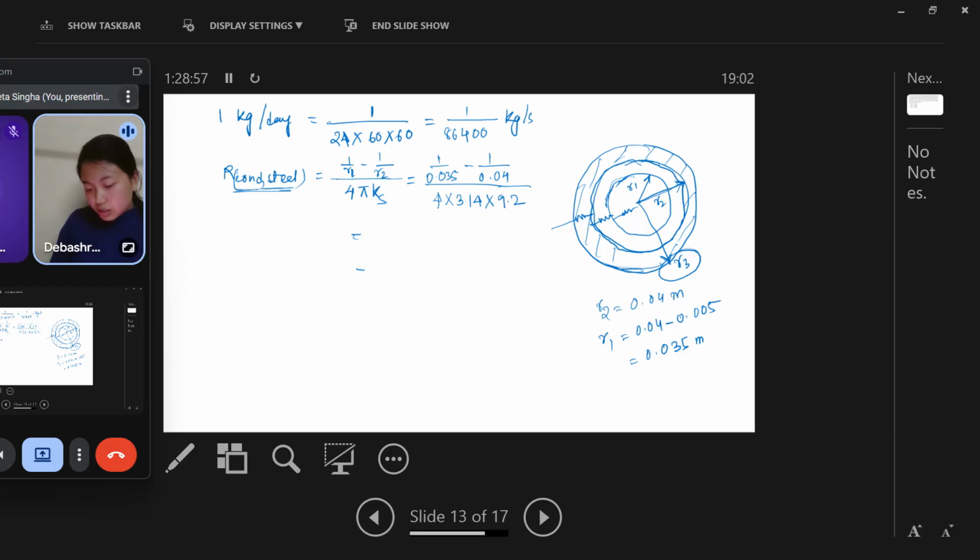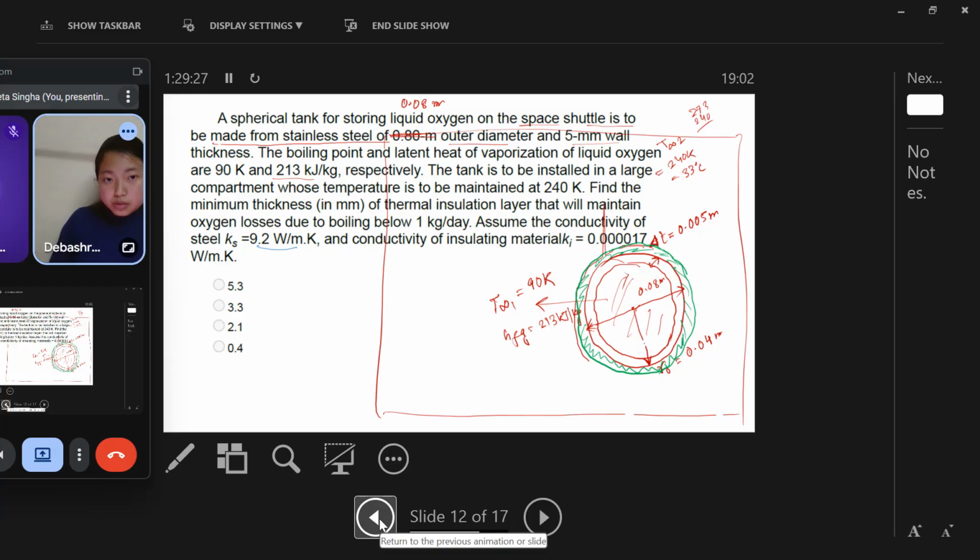Then another resistance is the conduction due to this insulation. For this it is 1 by, since insulation is the outer sphere, it is R2 minus R3 divided by 4 pi by K of the insulation. K of the insulation is 0.4017.